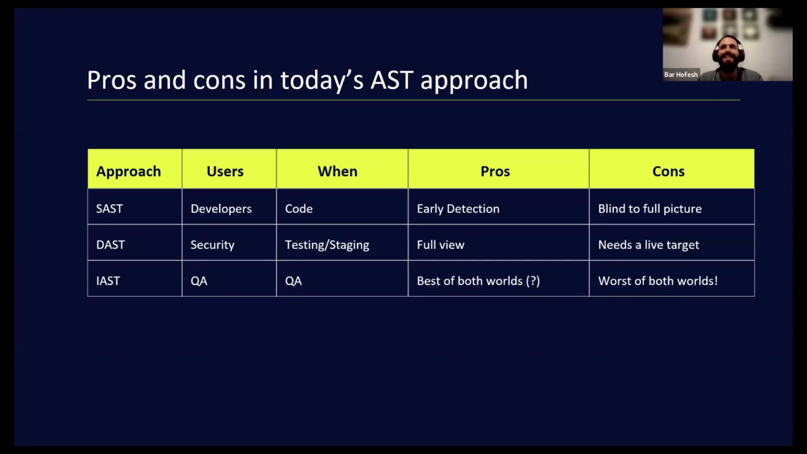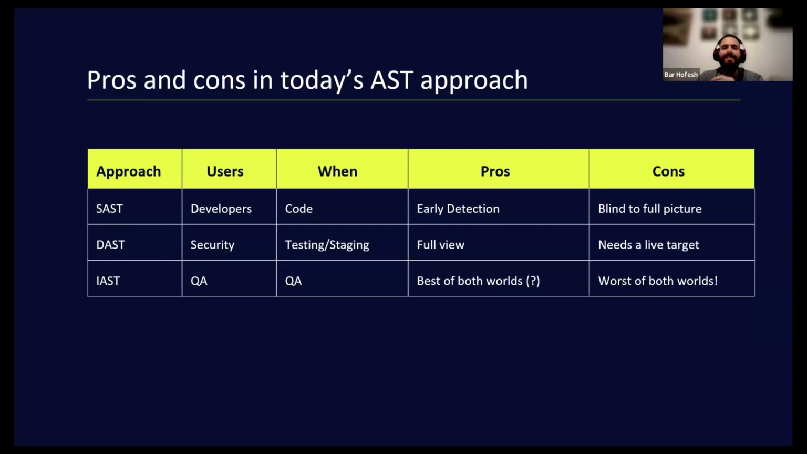Then we have the DAST approach. The classic DAST is usually aimed at security or AppSec people, and you should run it in the testing or staging phases. So the pro is it has a full view because it scans the live running application. So all of those microservices and little functions are already combined, or all of them are in the same flow. And it looks at it like an attacker would.